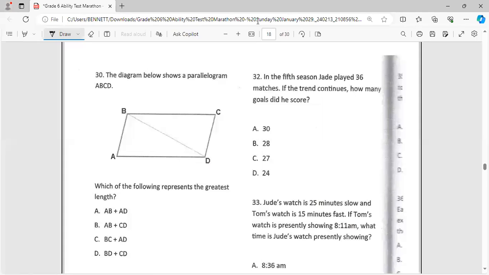Answer C. Yes, sir. So BC, let me highlight. You are saying BC plus AD, and then A plus A. You are saying these two are the longest? I'm going to check AB. Yes, those are the longest.